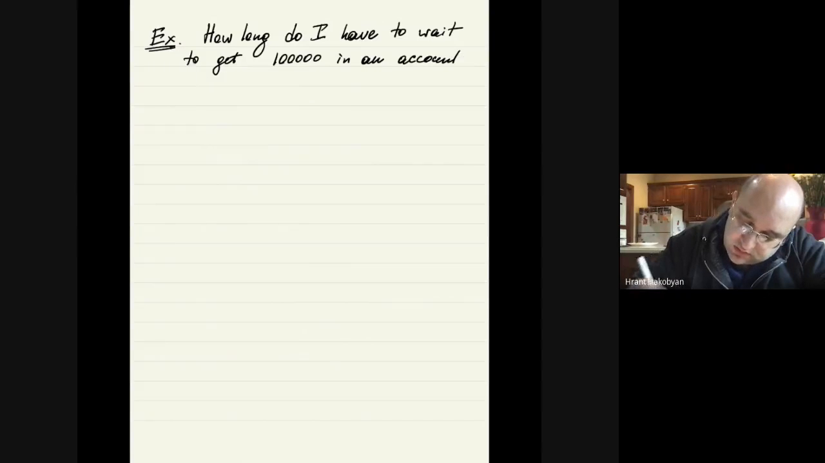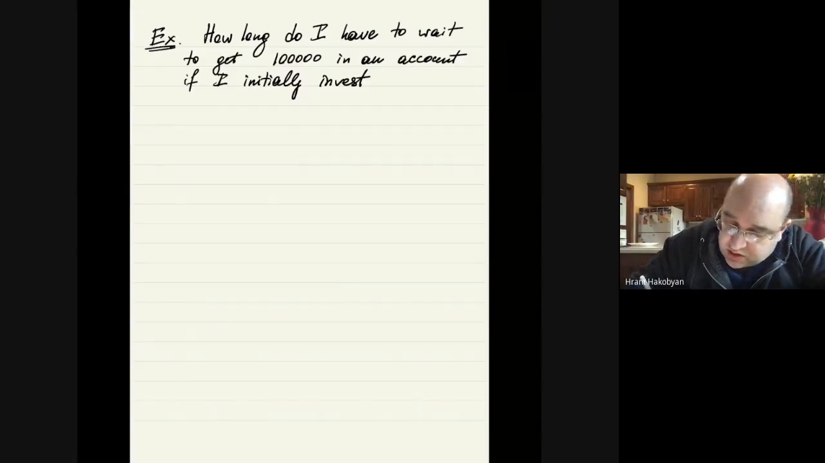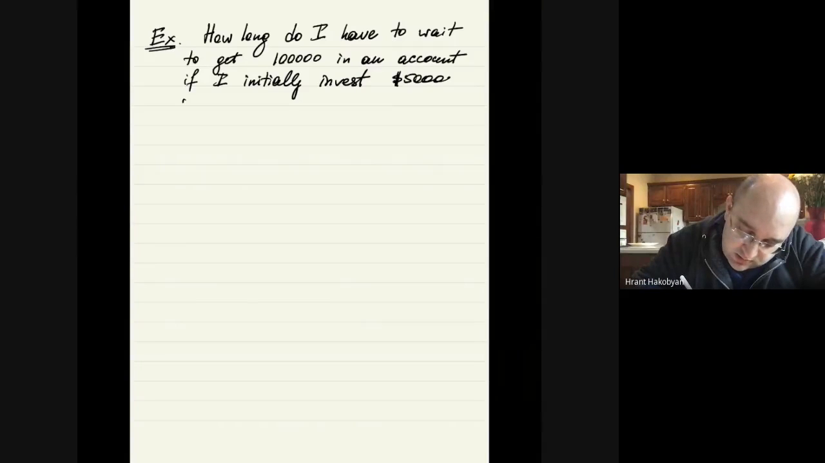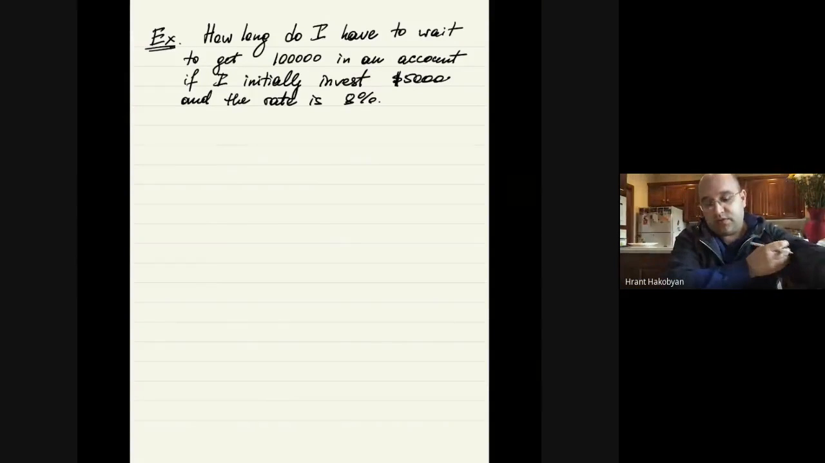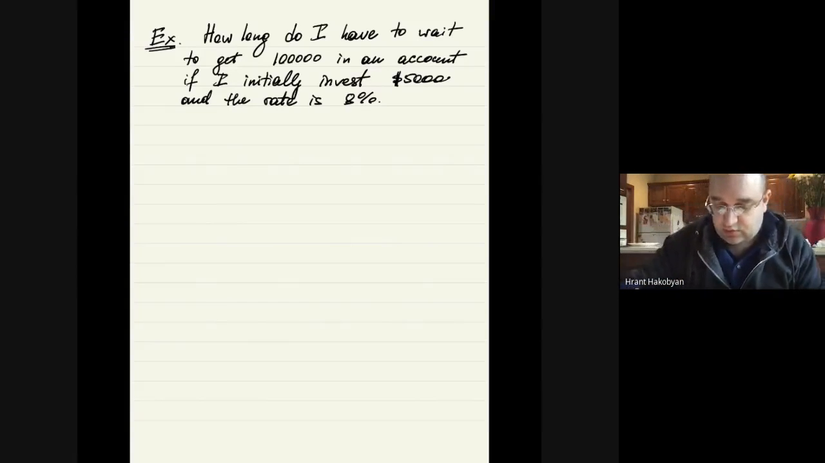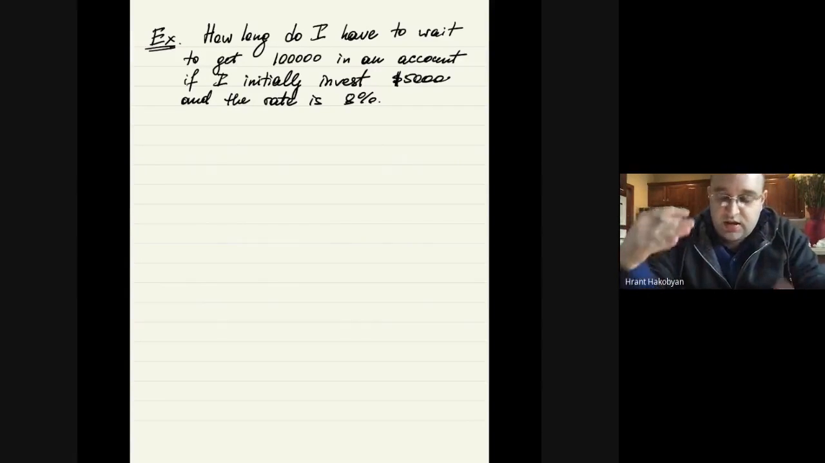If I initially invest, say, $5,000, and let's say 8%. Okay, so 8% is the average. A lot of the time that's the average of how the stock market grows. So suppose you have $5,000, you're investing in an account which earns 8% a year. How long do you have to wait to get to 100,000?